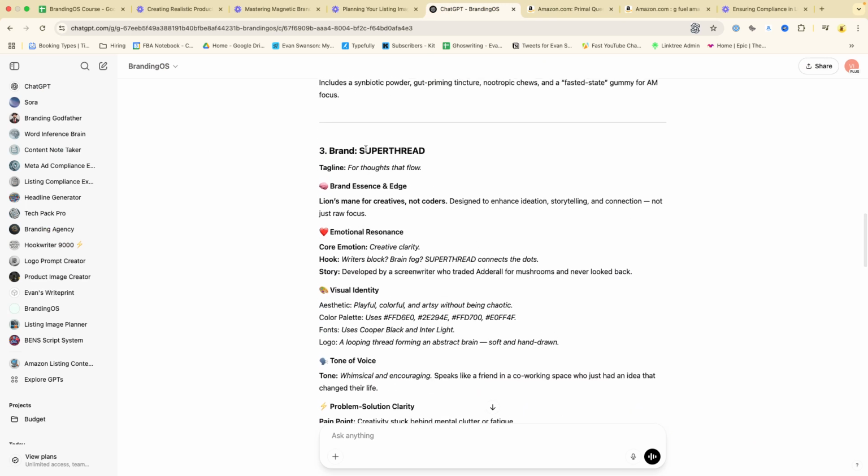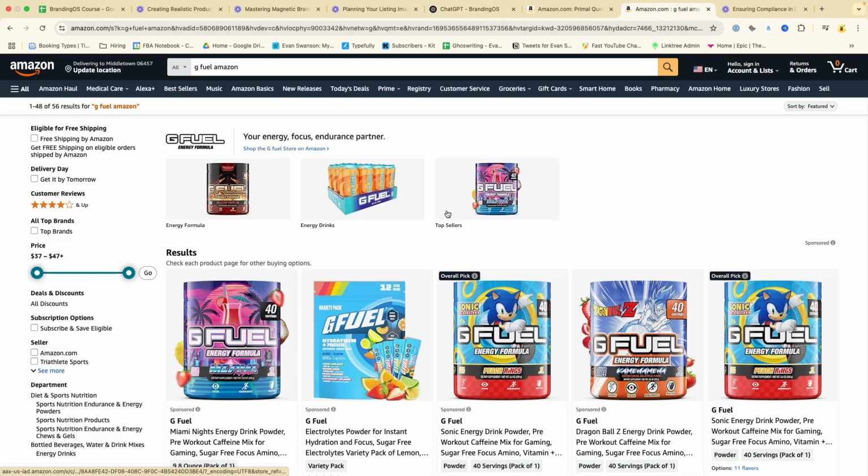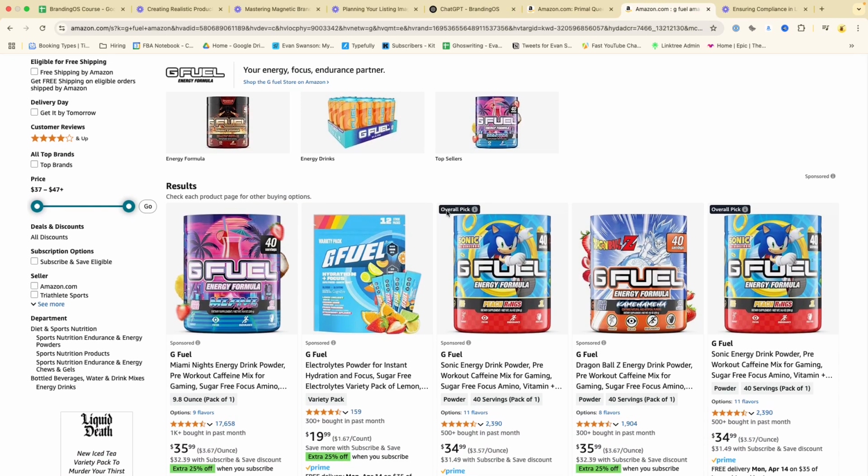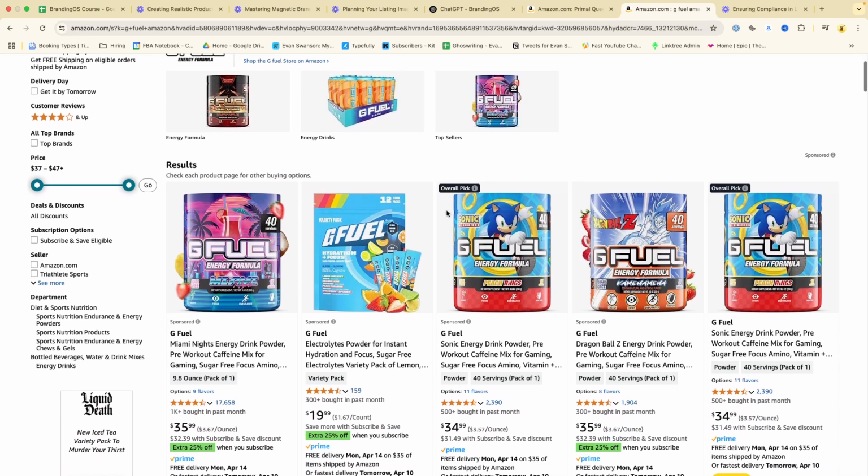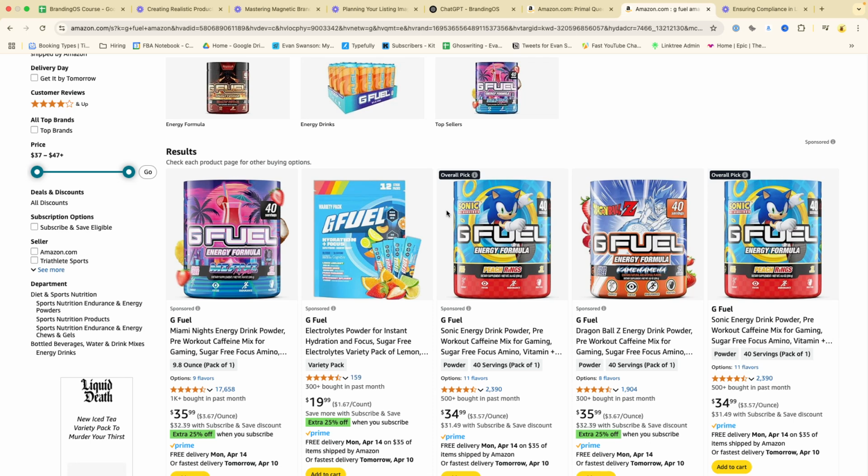And then Super Thread, it says, all right, this is going to be for creatives, not just coders. An example of that is this brand called G Fuel, and they took energy drink powder or pre-workout and they just targeted it towards gamers. And I know this brand does like 40, 50 million, maybe even hundreds of millions a year by just taking an existing product, but targeting it towards gamers.